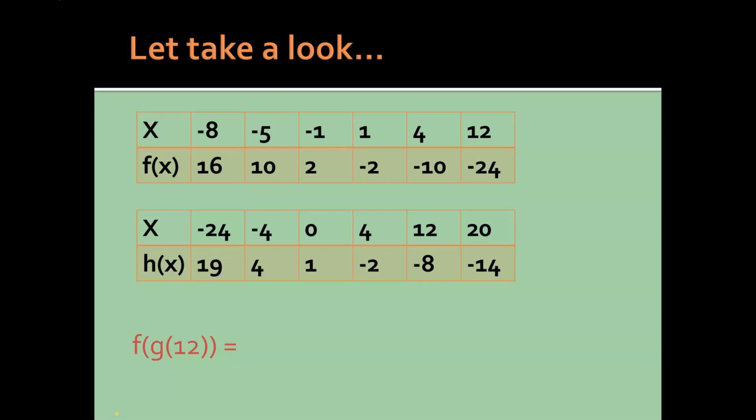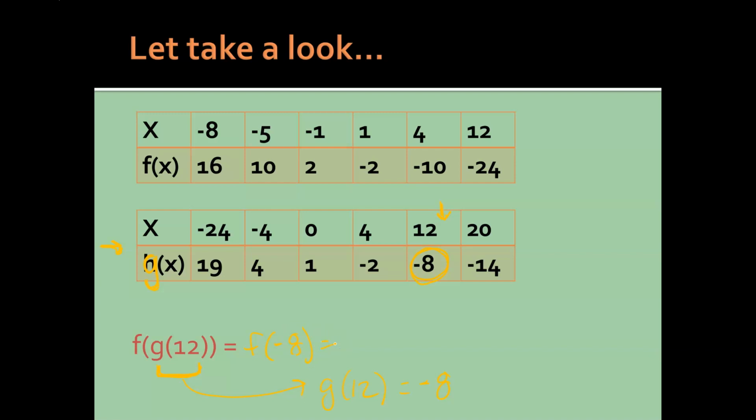Remember, inside out. So first I need to figure out what g of 12 is. This is my x value. Typo, this should be g. My bad, guys. So I'm going to look at the g function right here, and when x is 12, what is y? Negative 8. So g of 12 equals negative 8. Now I can simplify this composition to f of negative 8.